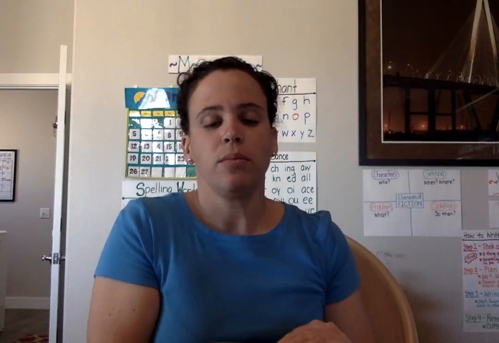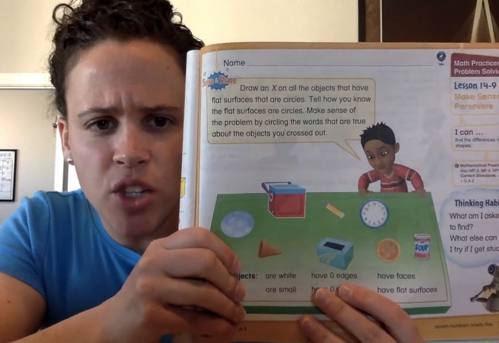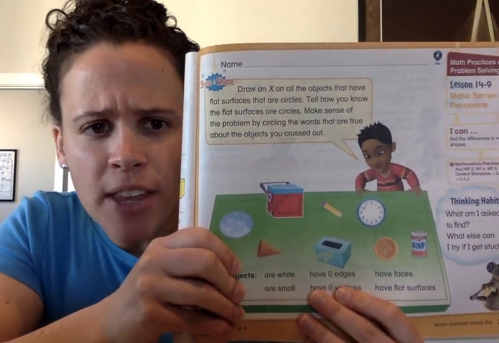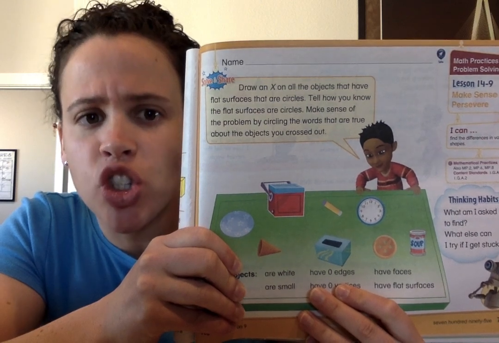Now we're going to talk about just kind of a review of what makes a 2D shape a 2D shape. What are the attributes we look at and what doesn't matter? So the non-defining and defining attributes. And then same thing with 3D. So if we take a look at this page right here, your worksheet says draw an X on all the objects that have flat surfaces that are circles.